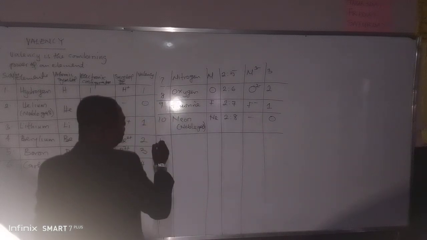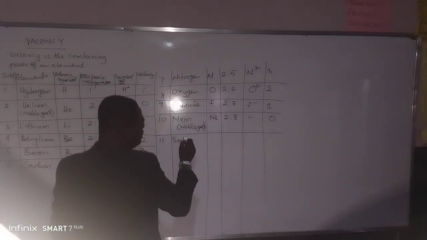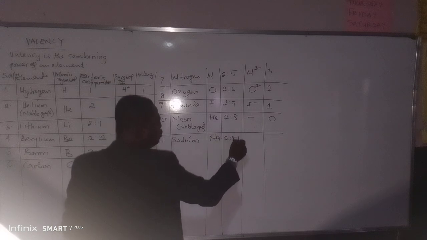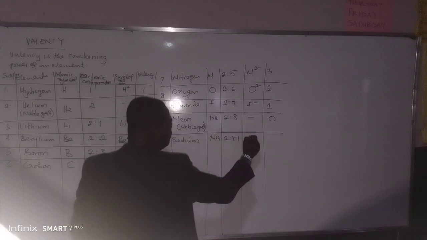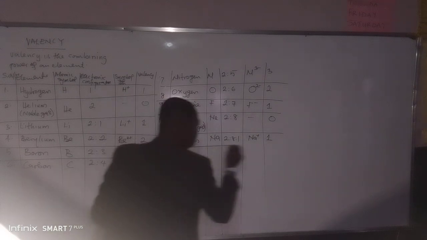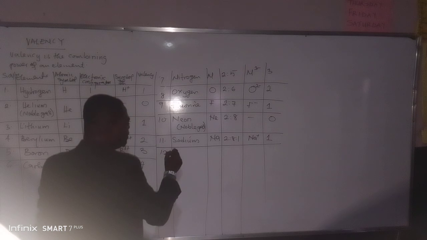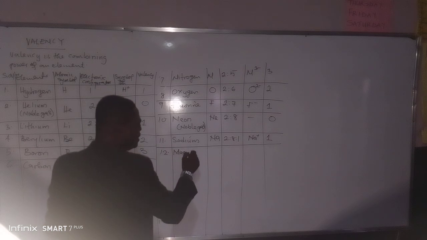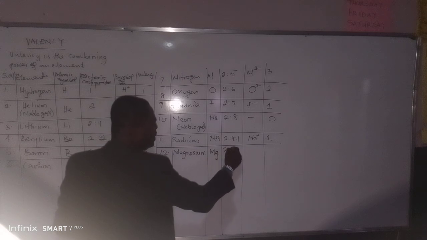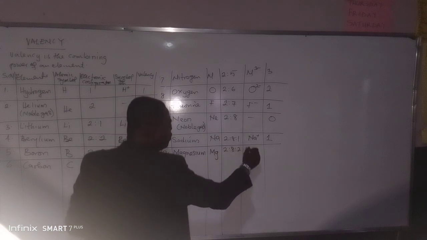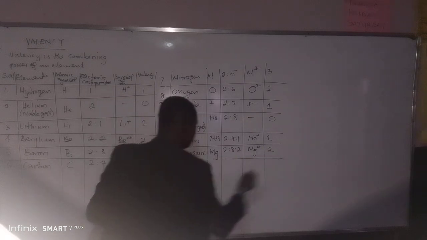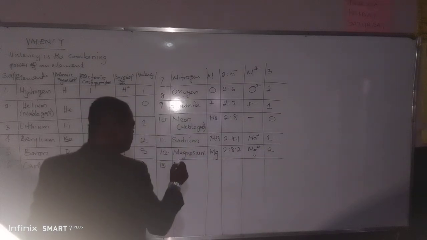Then the next one is 11, that's sodium. Sodium, Na. Configuration is 2, 8, 1. Losing this 1, it forms Na plus, and the valency is 1. Then the next one is number 12, that's magnesium. Magnesium, Mg, is 2, 8, 2. Losing these 2, it forms Mg2 plus, and the valency is 2. Then the next one is number 13, that's aluminium.